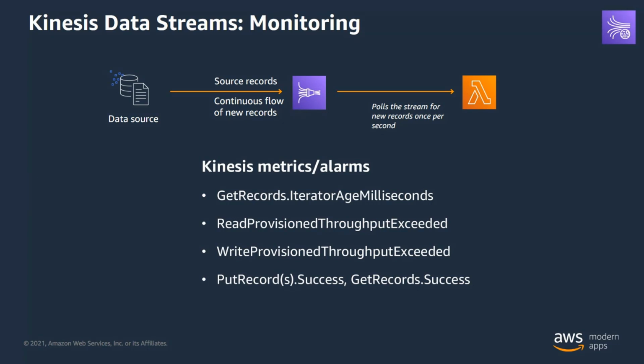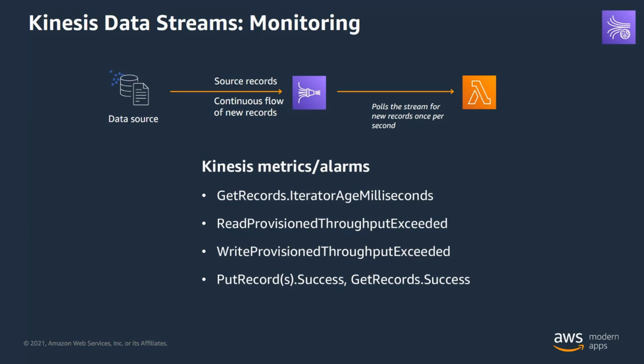The GetRecords.IteratorAgeMilliseconds metric measures the difference between the age of the last record consumed and the latest record put to a stream. This is important to monitor, since having too high of an iterator age in relation to your stream's retention period can cause you to lose data as records expire from the stream. This value should generally not exceed 50% of your stream retention. When you get to 100% of your stream retention, data will be lost. If you're getting behind, a temporary stopgap is to increase the retention time of your stream. The better solution is to add more consumers to keep up.